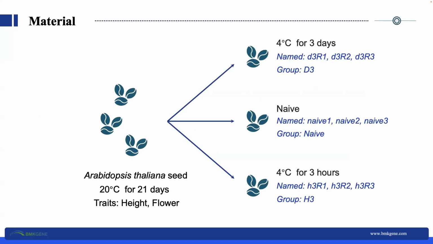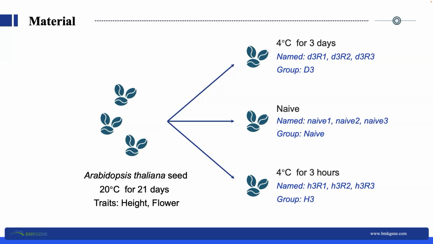We did analysis of mRNA-seq with reference using real data. First, let's see the material. All 9 seeds were grown on MS media in short day condition at 20 degrees for 21 days. Cold treatments were performed at 4 degrees in short days conditions for 3 days or 3 hours, and 3 seeds were treated as naive. So we have 3 groups. Each group has 3 repeats.